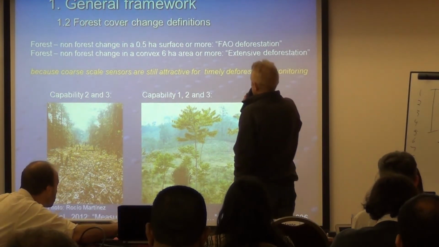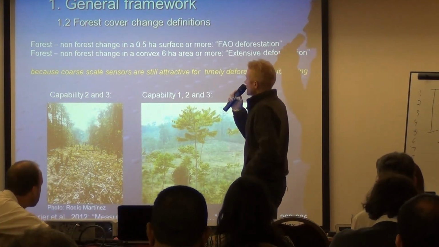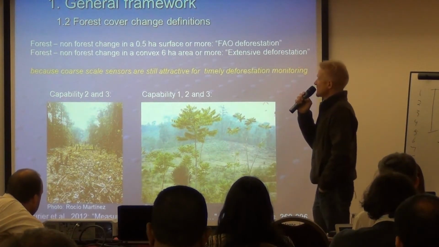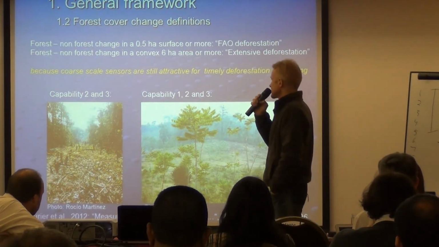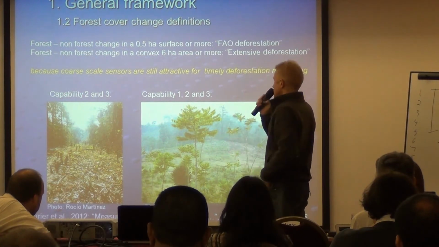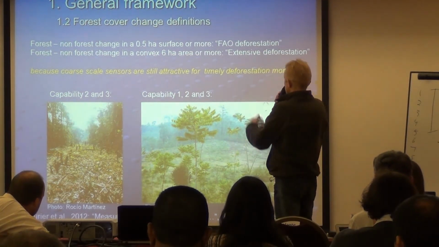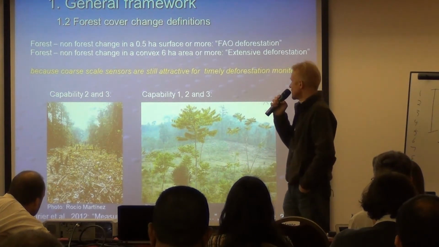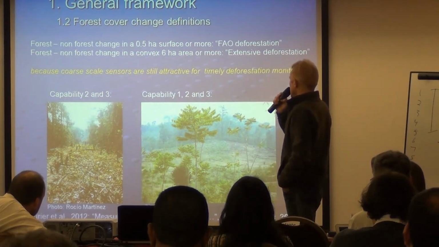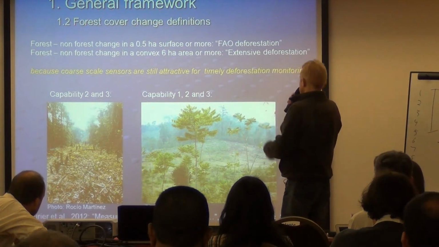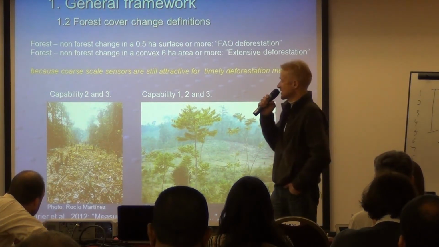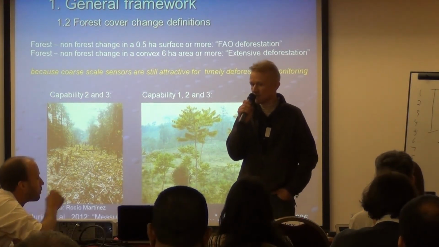So, for example, capability 2 and 3 sensors would be able to detect such a deforested landscape, whereas capability 1 sensors would detect only landscapes such as the one on the right-hand side.